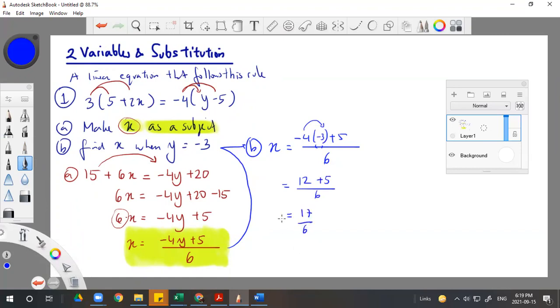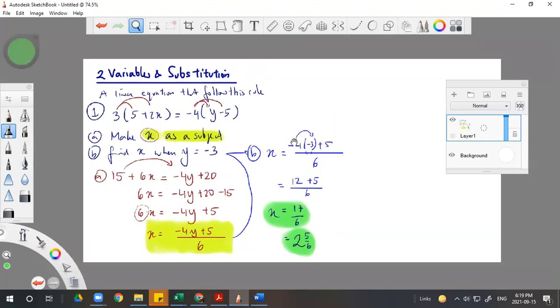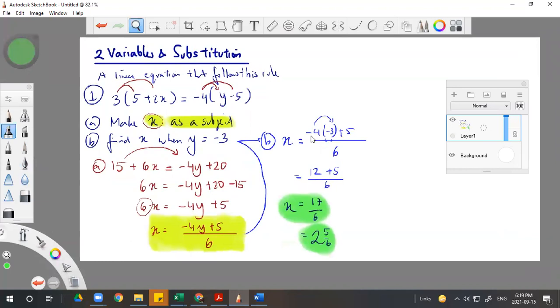That's all, right? And you can use the mixed fraction form, 2 and 5 over 6, either one, depending on your teacher's expectation. Does your teacher expect you to do this only, or do they ask you to find the mixed fraction? Up to your teacher, as your teacher wishes. Any questions so far?